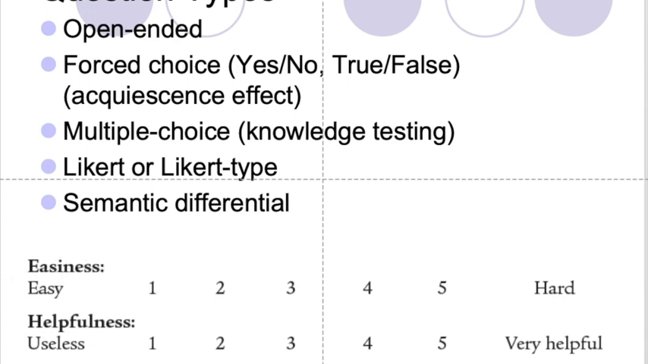You give them a list of descriptors, and then they have to mark on which side of these descriptors they think it is: easy or hard, helpful or useless, confusing or crystal clear. This might be useful actually if you're trying to get information, for example, about your survey in the first place.